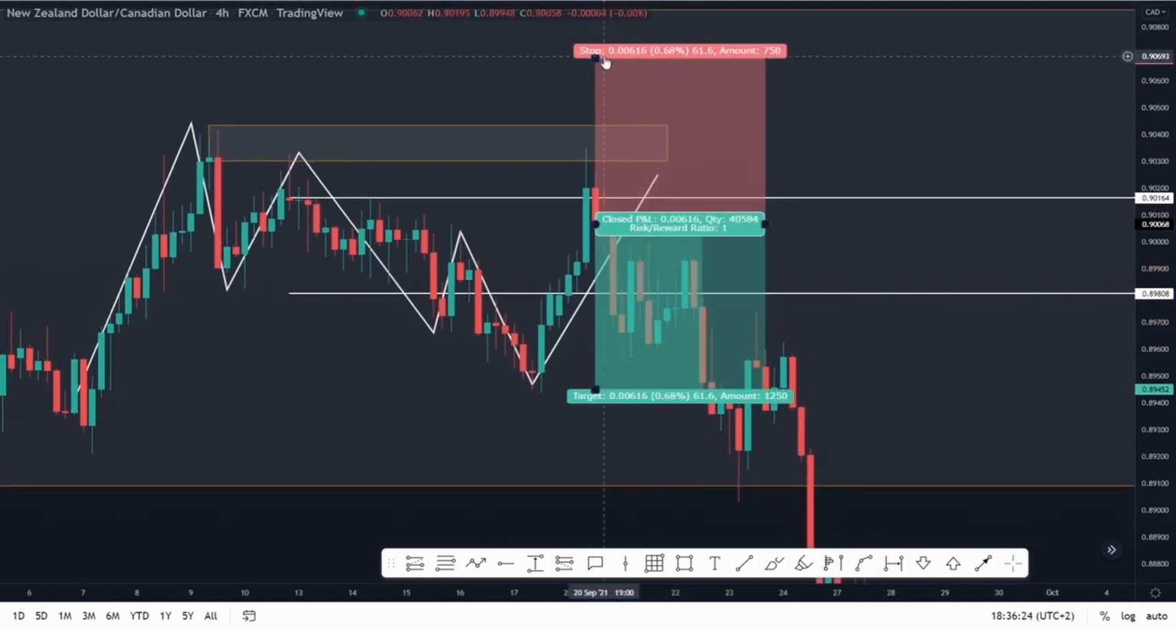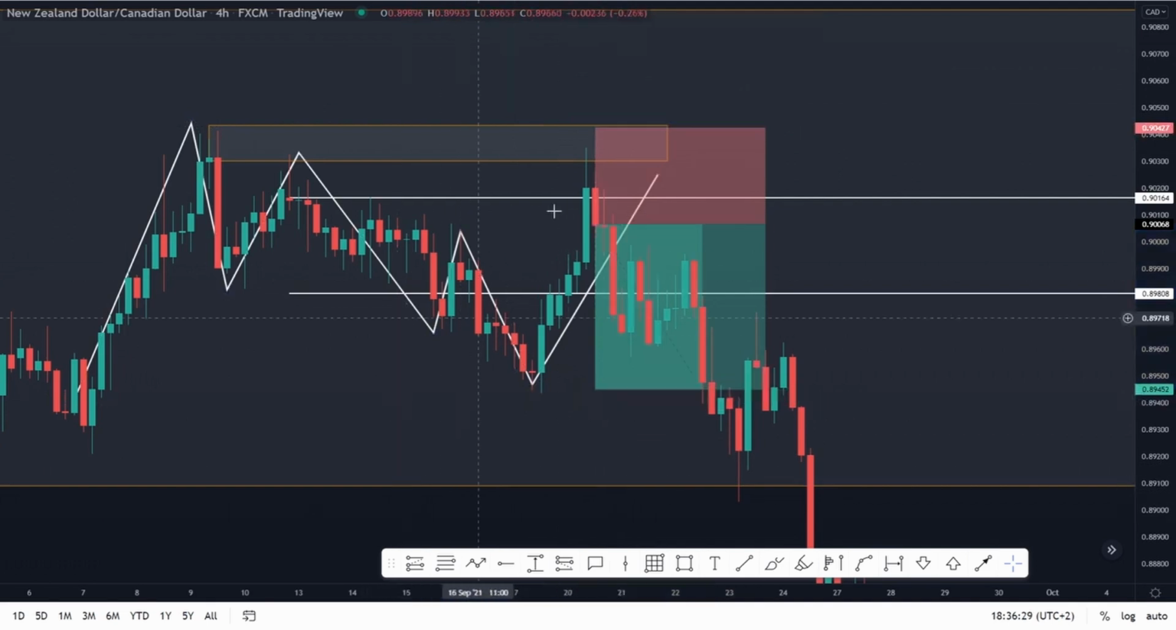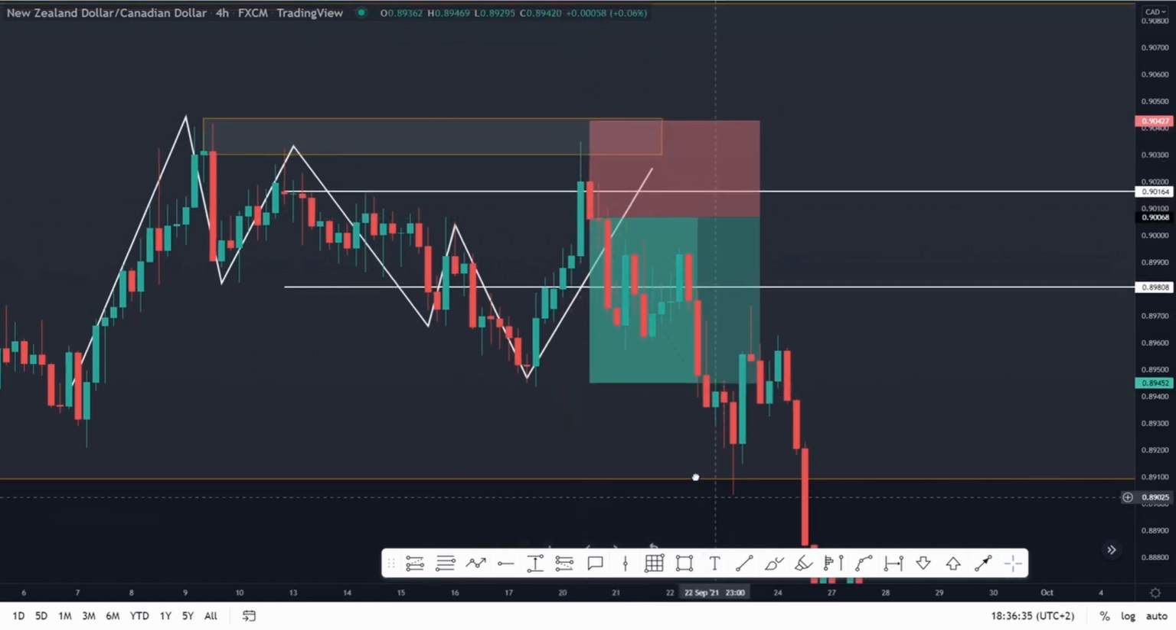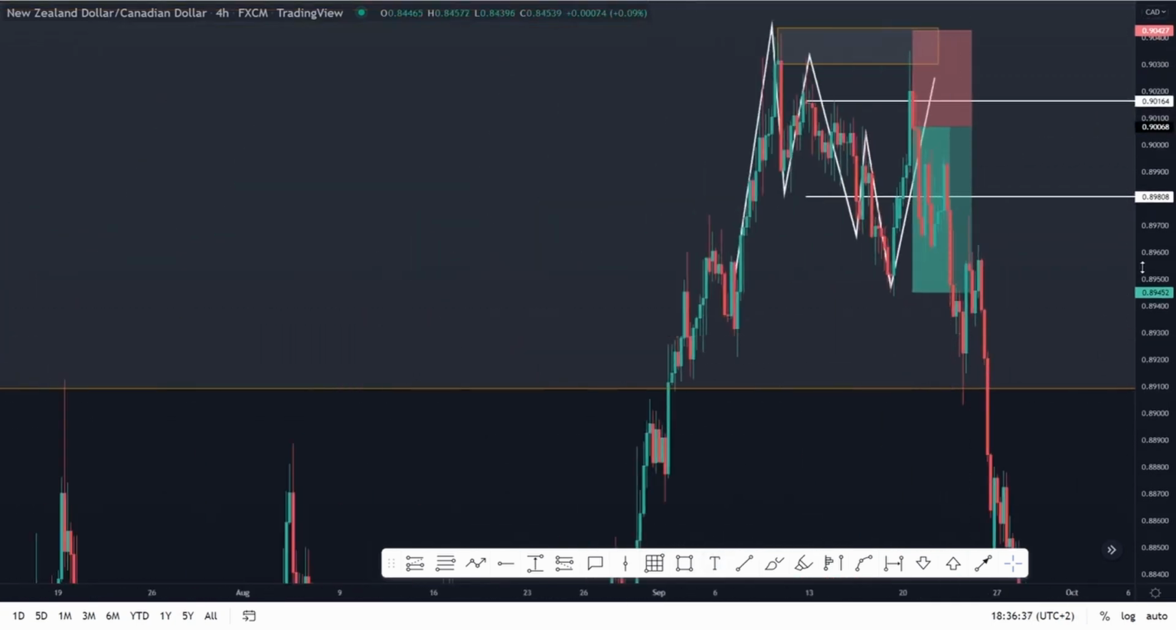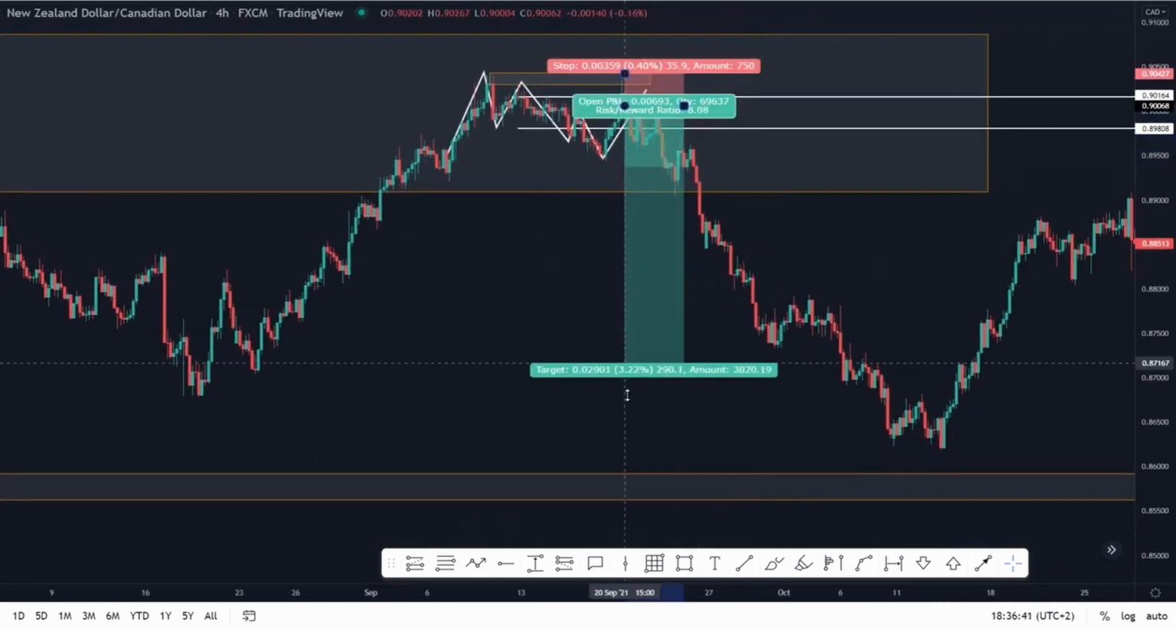Our stop loss above the zone, because this is where we are looking to sell. We have our confirmation on the weekly. We are looking to sell from here, and then we're targeting this area over here.